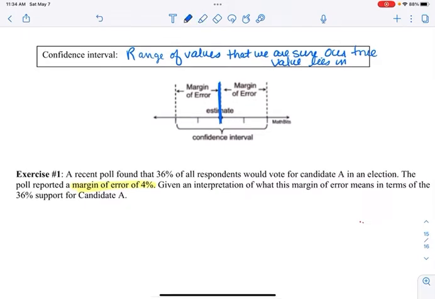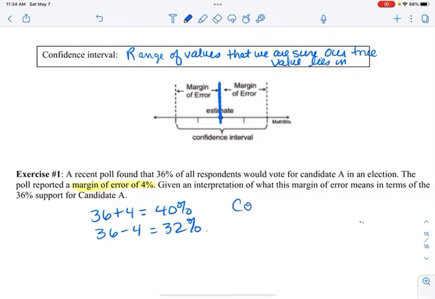So basically, if you take 36 plus 4, well, that's 40%, and 36 minus 4, because that was our margin of error, 4%, is 32%. We are confident that the true percentage of people who will vote for candidate A is going to be within 4 percentage points of 36 on either side. So it's not likely to be outside of 32% to 40%.